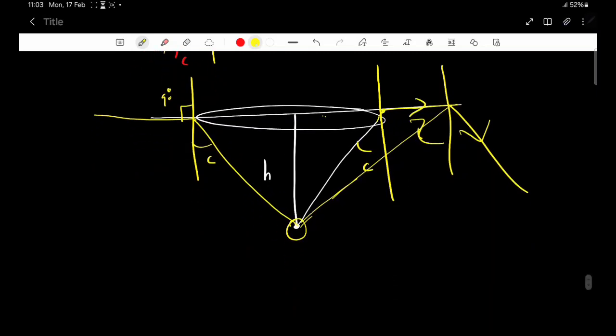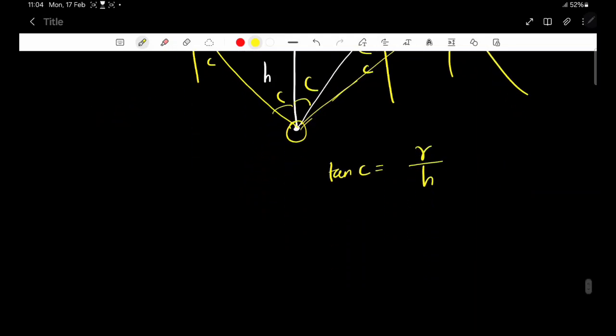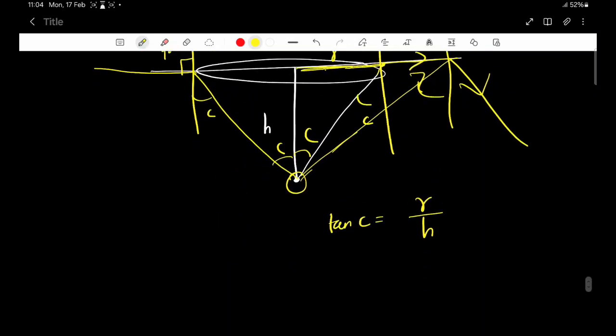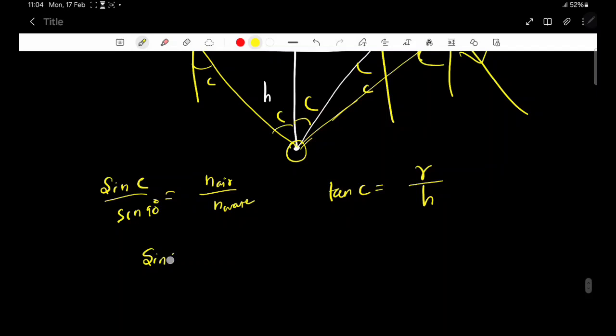Let me imagine this disc has a radius of R, and obviously if this angle is C, this angle is also C. Considering this right angle triangle, tan C equals the opposite side R over the adjacent side H. Now sin i by sin r equals n2 by n1, where n2 is n air and n1 is n water. So I get sin C equals 1 by n water.